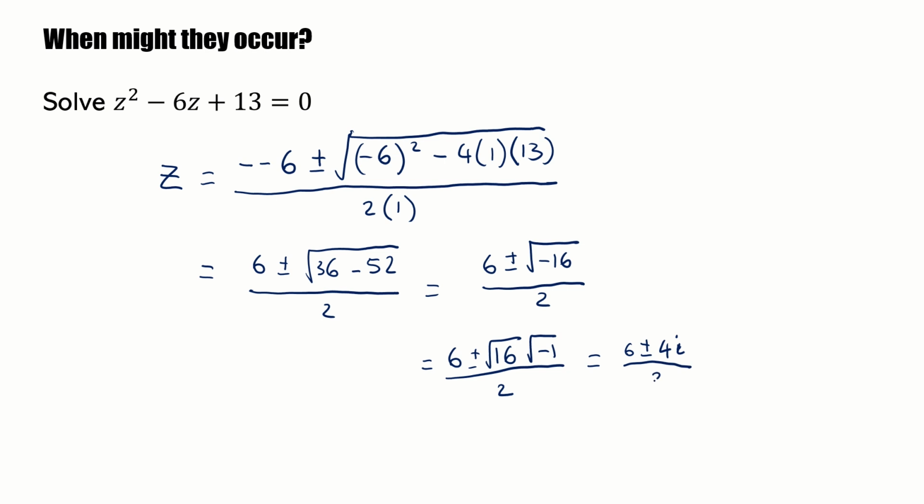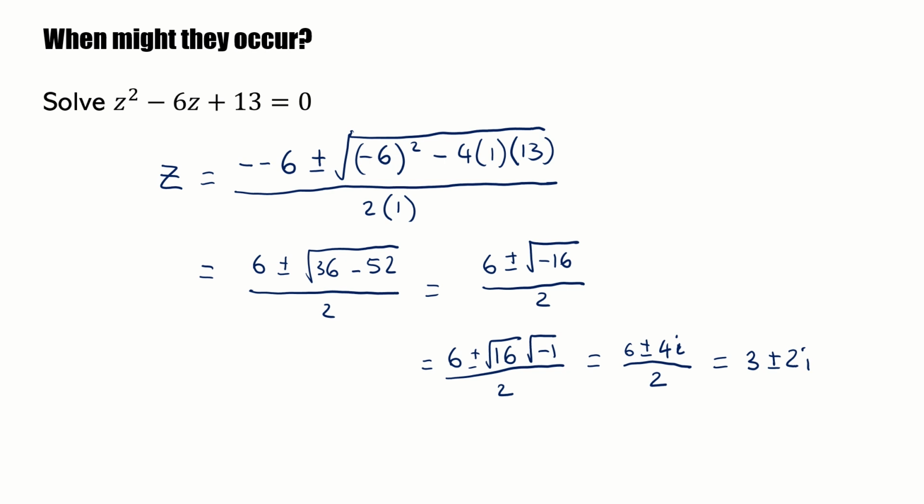We're still dividing by 2, and that means therefore overall the roots of this equation are 3 plus or minus 2i, and therefore we've found solutions to this equation. They're complex, but they are still solutions.